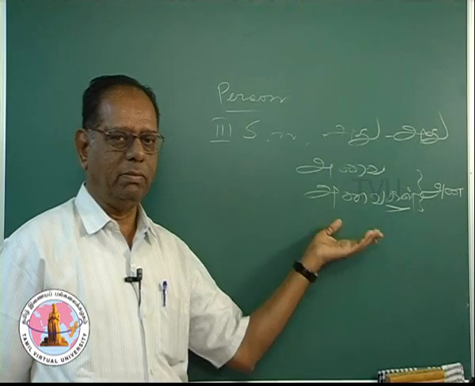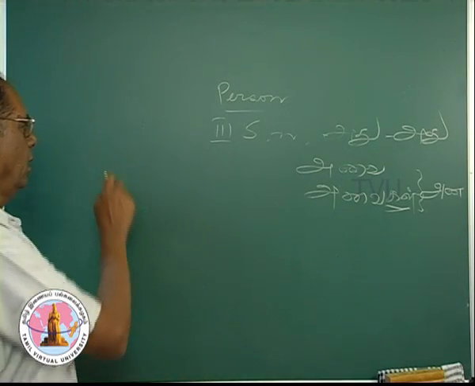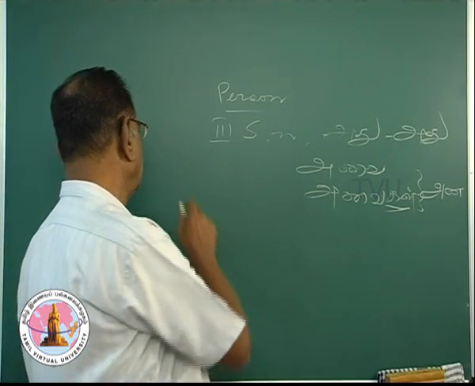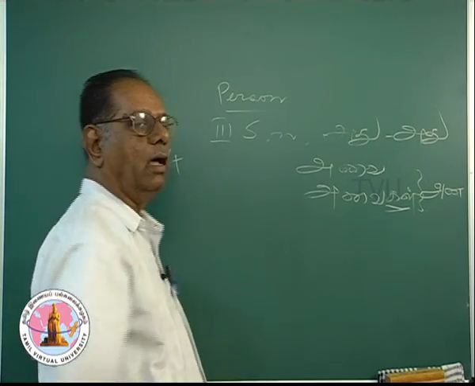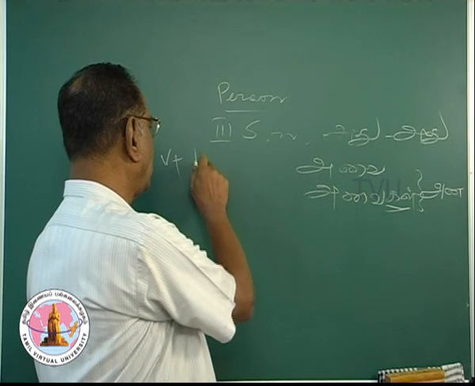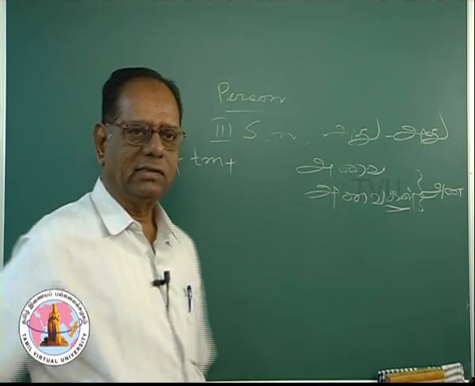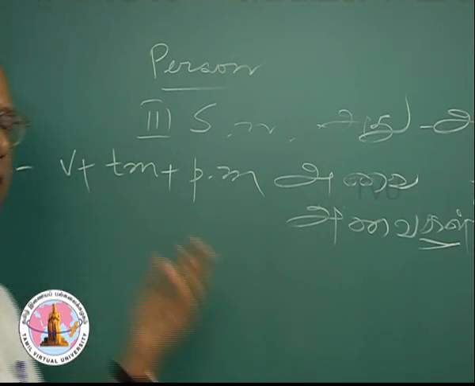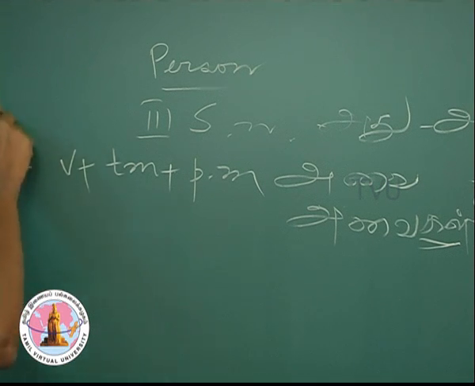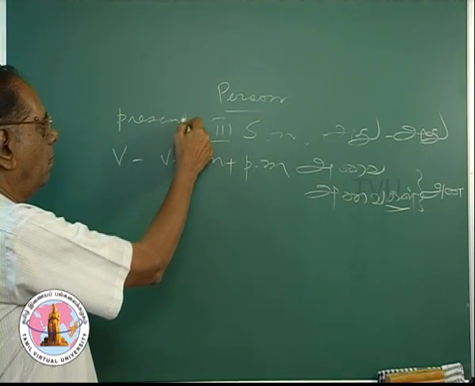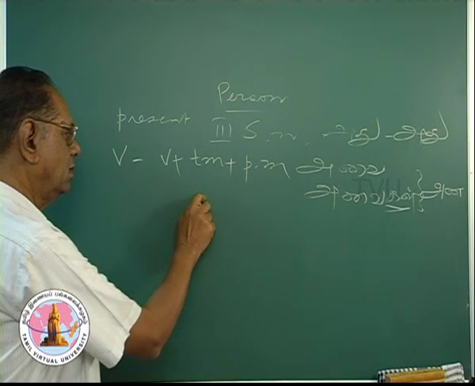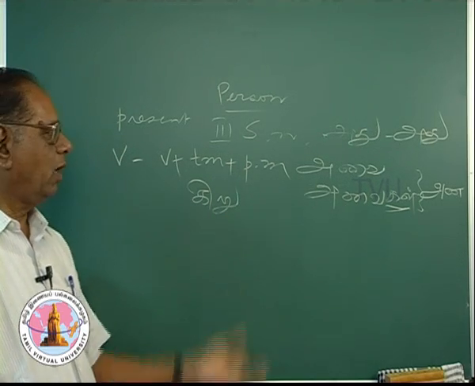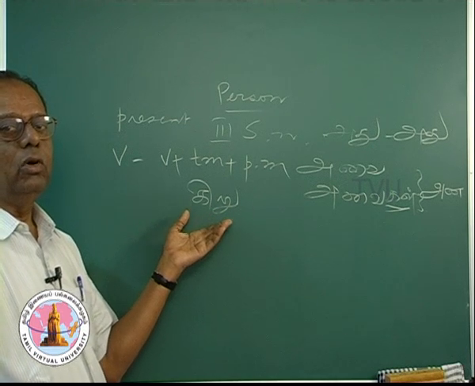Now, I would like to get back to the beginning. A finite verb has three components, that is the verb plus the tense marker plus the personal marker. We are discussing the present tense now, and the tense marker here is kiru. We have been making use of this kiru all through.